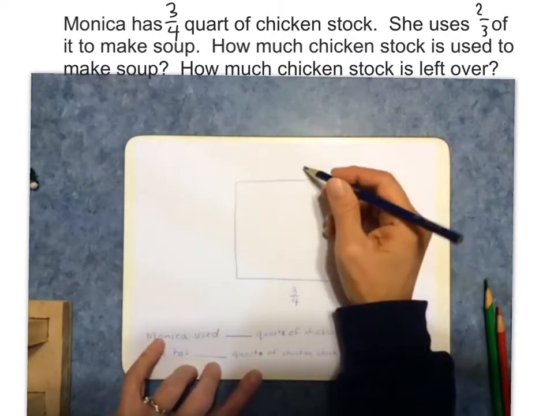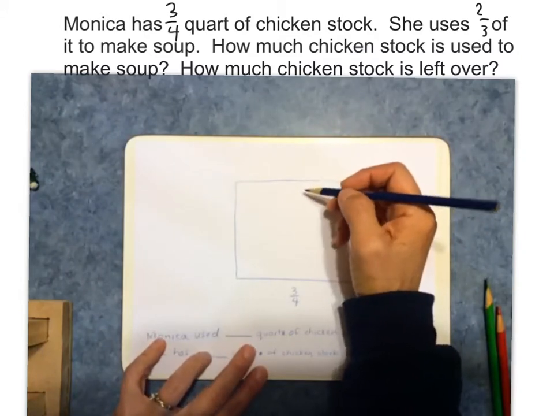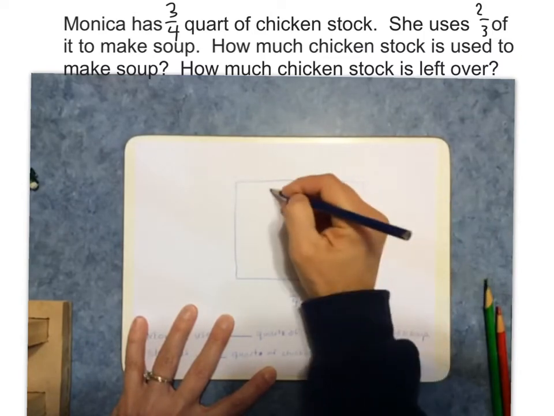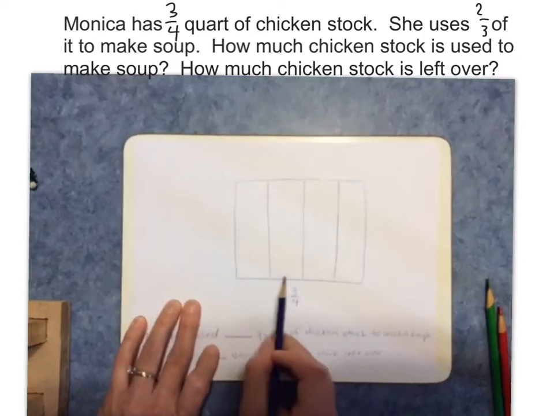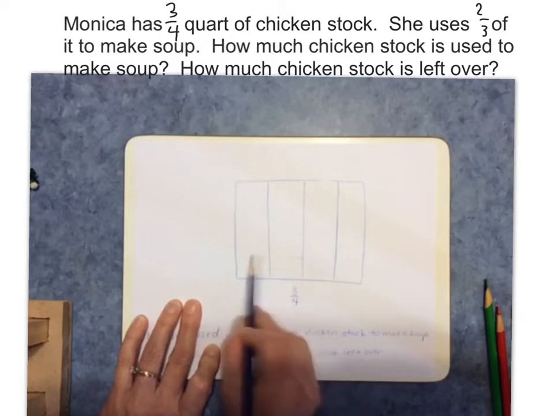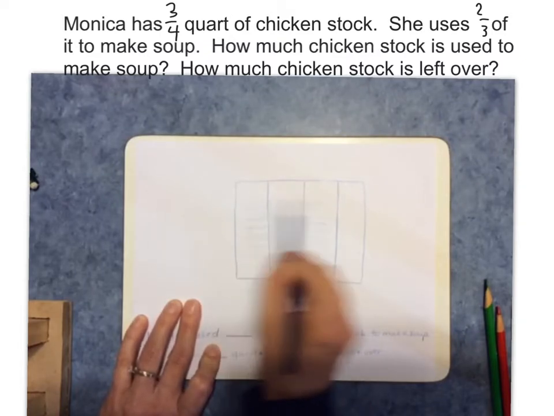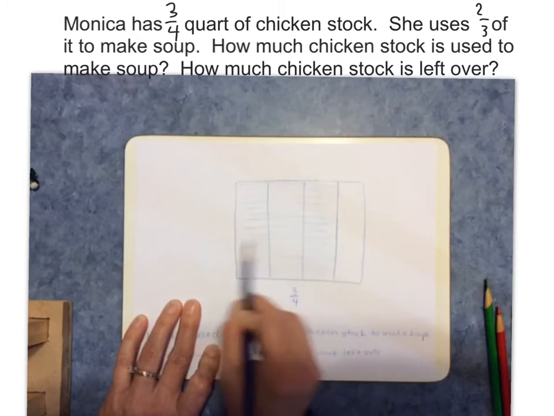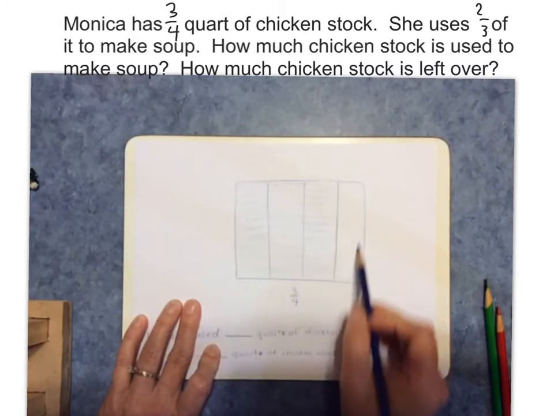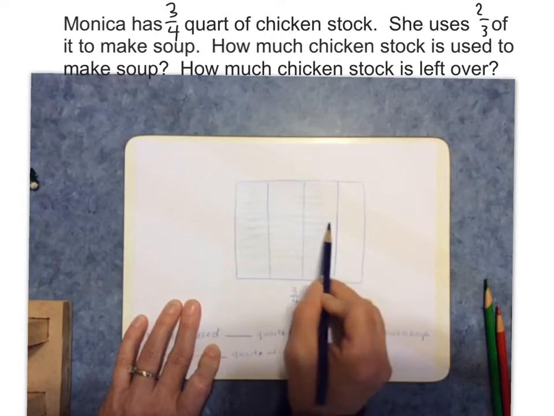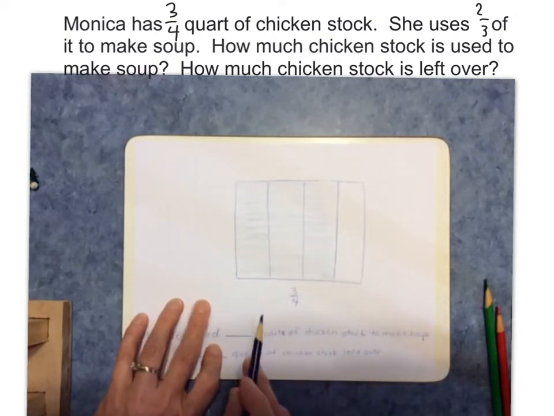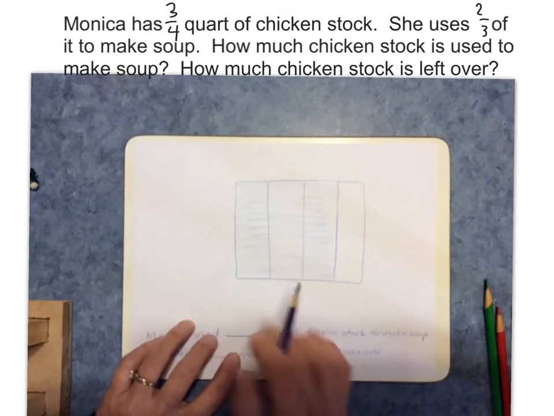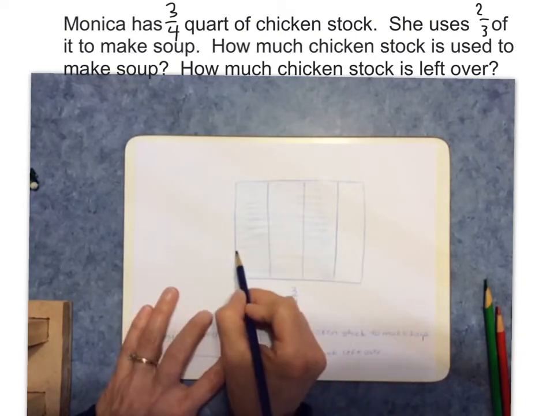I'm going to start by looking at my 3/4 chicken stock. So I make my 4 pieces, and I'm going to color in 3 of the 4. So there's my chicken stock. That's 3/4 of a quart. So this whole box would be a quart, but she's only got 3/4 to start with. She's going to use 2/3 of this to make soup.